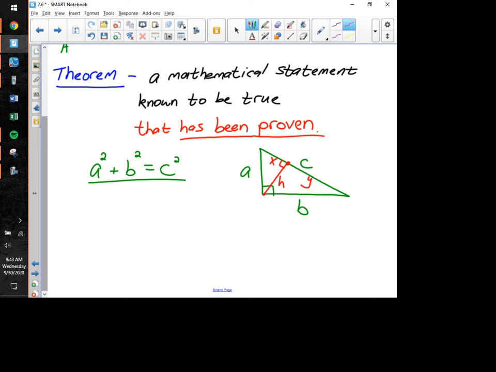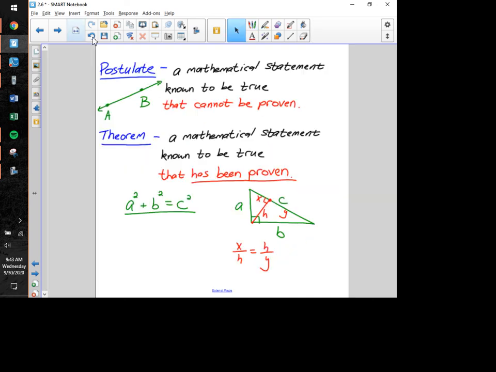And then there's a ratio that's always going to be formed here, guys, that the ratio of, let's see if I remember this right, x to h ends up being the same as the ratio from h to y, and we can use that concept to prove the Pythagorean theorem. I'm not going to bore you with how to do that right now, but I'm just going to ask you to trust me that there is a proof for the Pythagorean theorem and for every theorem out there. So this is the main difference between a postulate and a theorem.